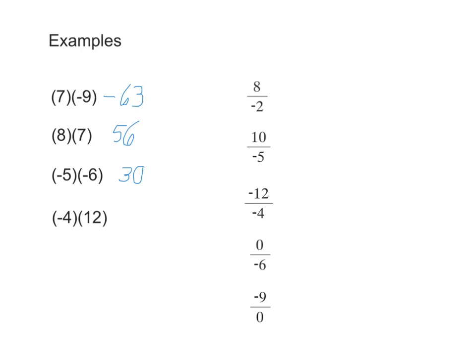Finally, on this last one, the negative comes first, but it doesn't matter. A negative times a positive will produce a negative number, and 4 times 12 is 48.